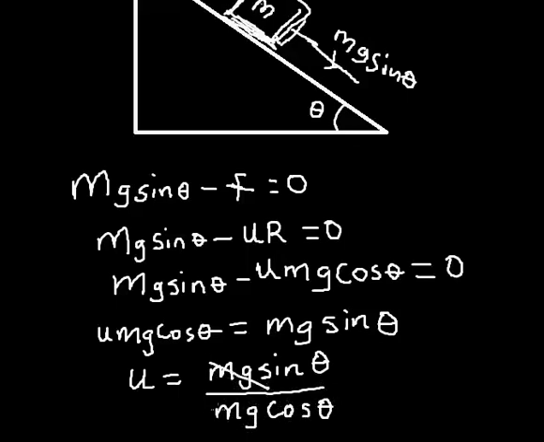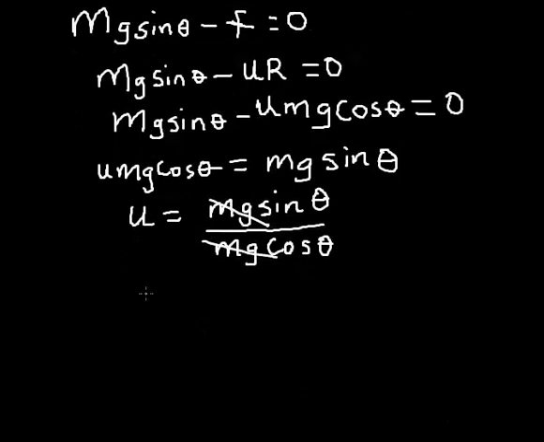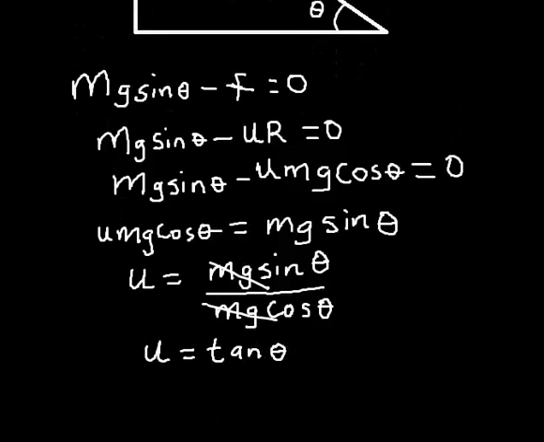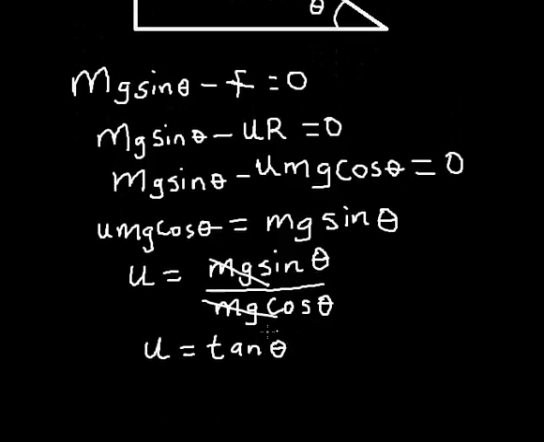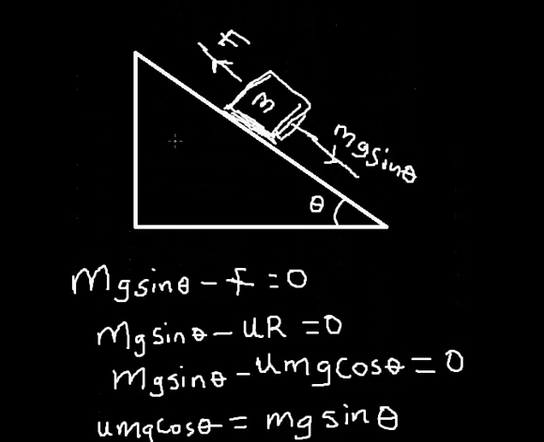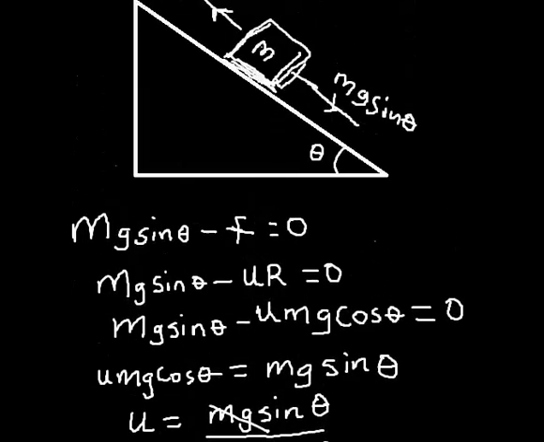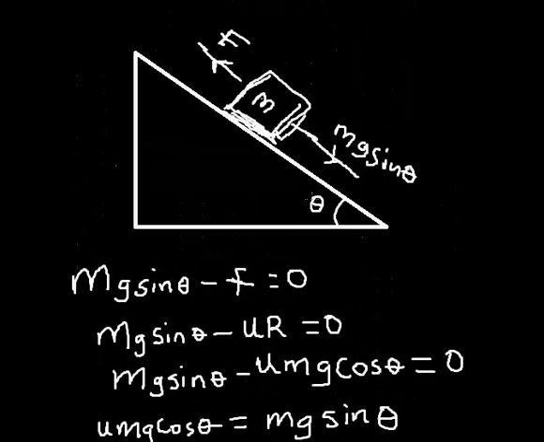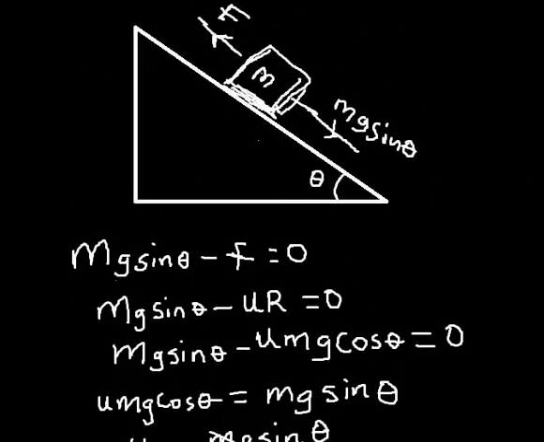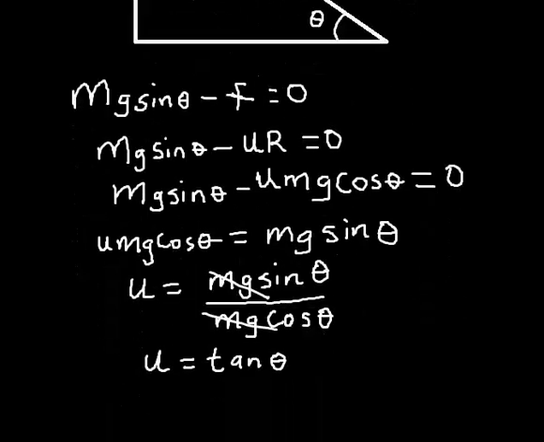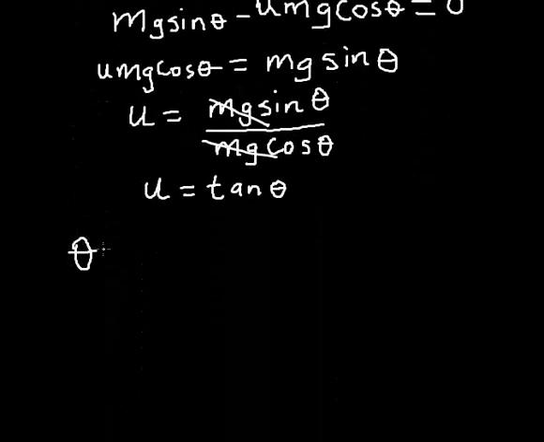So mg cancels mg, so that coefficient is now going to be equal to tan theta. Sin theta all over cos theta is tan theta. So for an inclined plane, the coefficient of static frictional force is just given by the tangent of the angle of inclination. Of course, you know that the theta there is the angle of inclination of the plane.